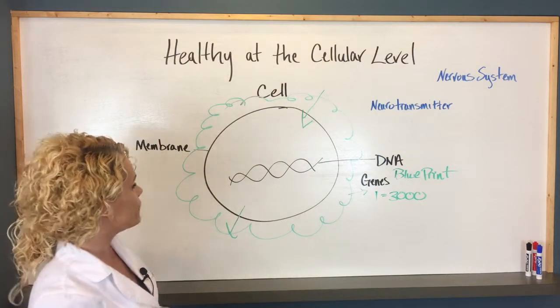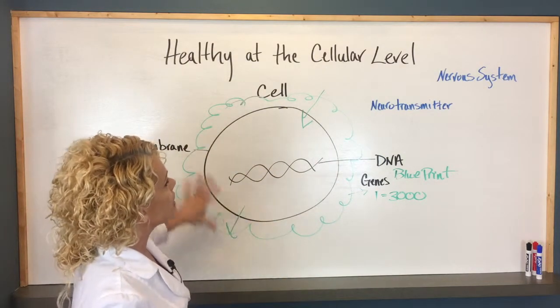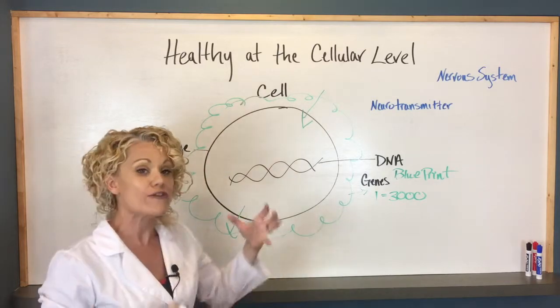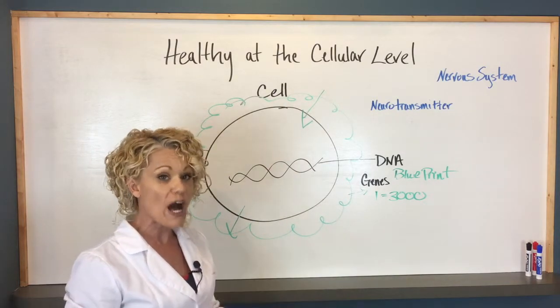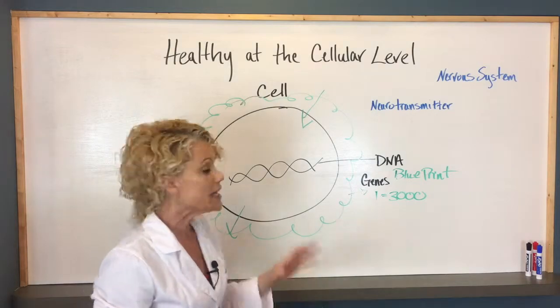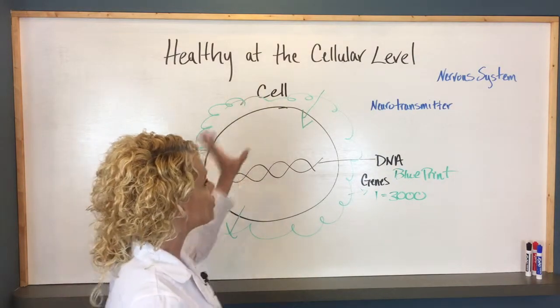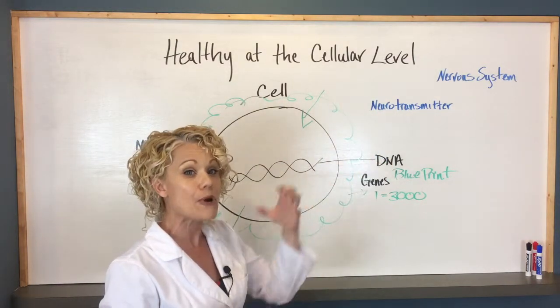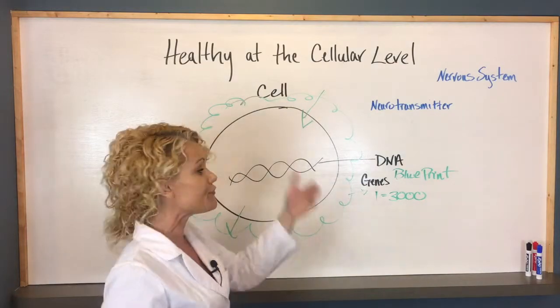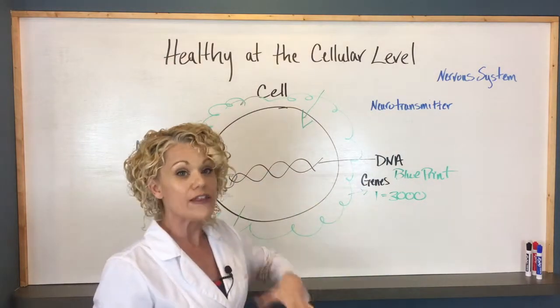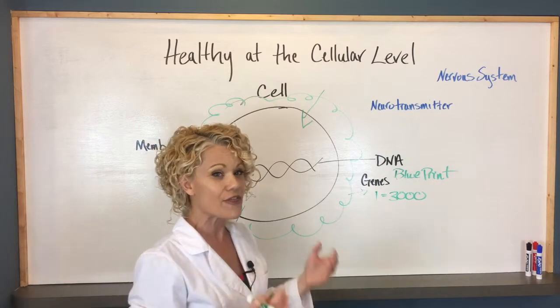So for instance, if you take a cell and you put it in an environment of red blood cells, it will act and function as a red blood cell. Now if you take the same cell and you put it into bone, a bone environment, it will act and function as a bone. The environment dictates the function.